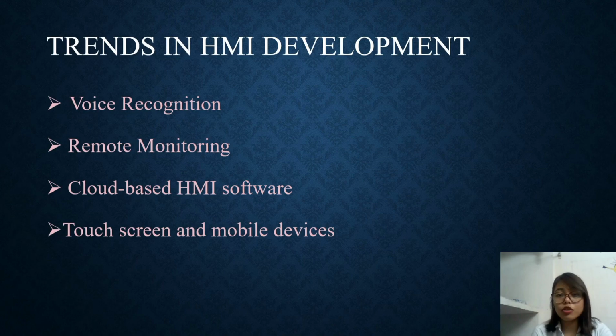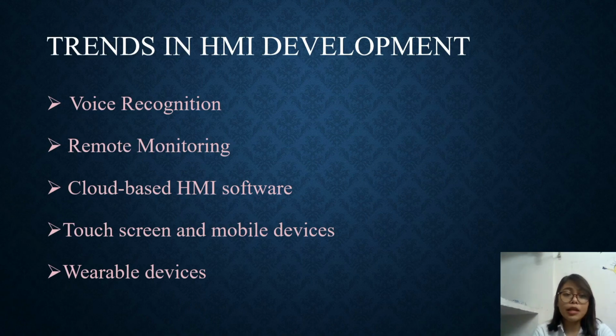The next one is touchscreen and mobile devices. Multi-touch technologies allow controlling the machine by touching the physical screen. And last but not the least, wearable devices that may be used to communicate with human-machine interfaces and display alerts about potential issues.